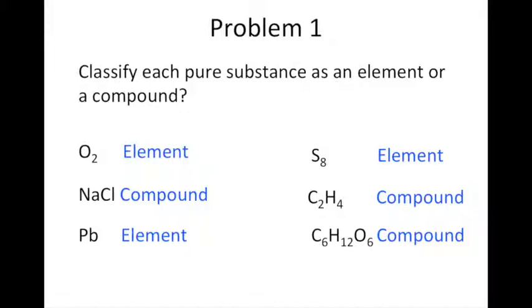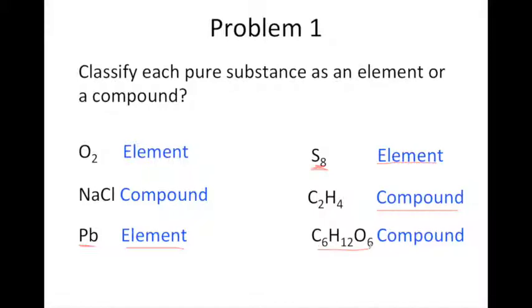Pb, that's the elemental symbol for lead, and since we only have one type of atom, it's an element. S8, that's the form of sulfur that is most common, where you have 8 sulfur atoms bonded together, but since they're all the same type of atom, it would be considered an element. C2H4, that's a compound.